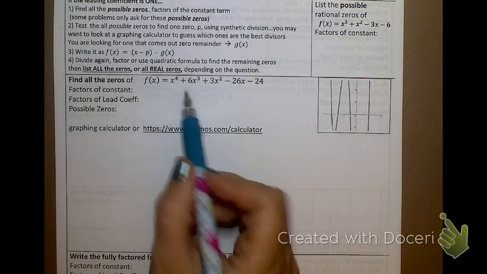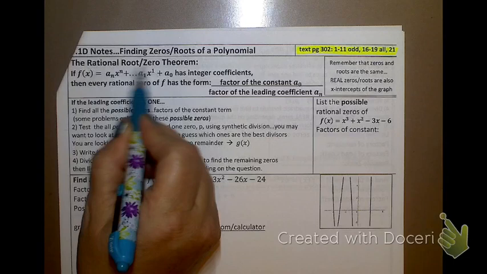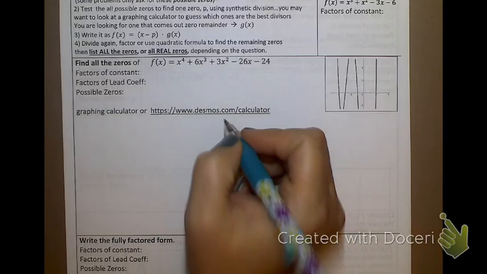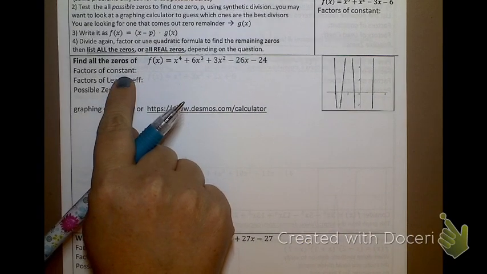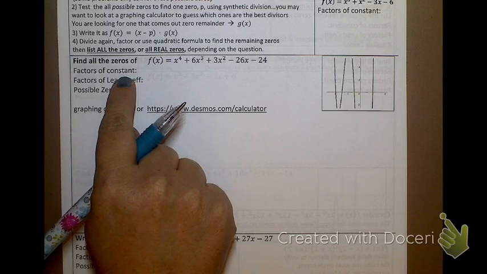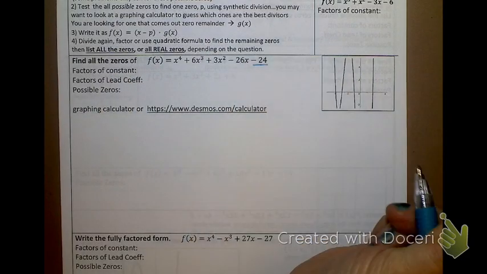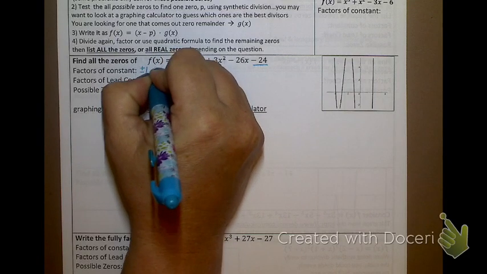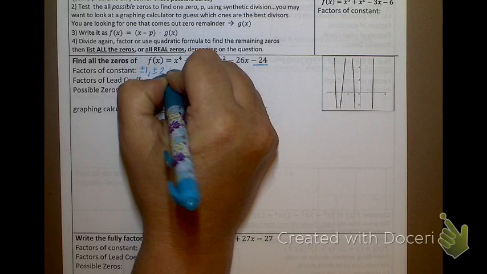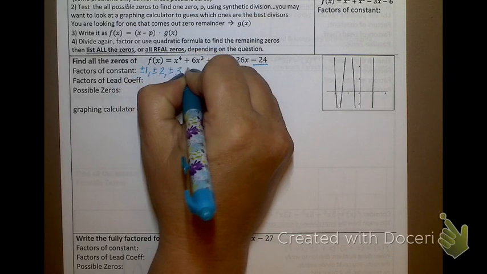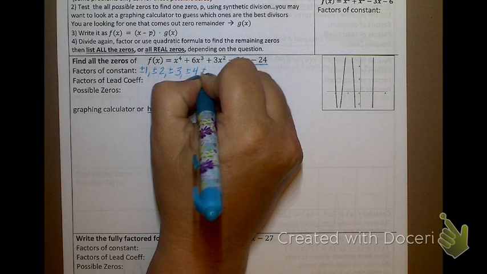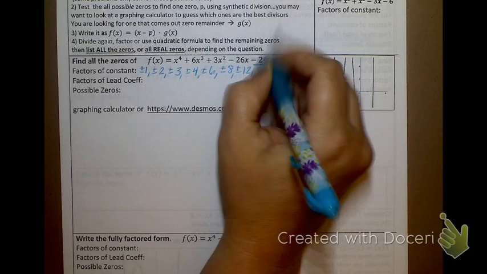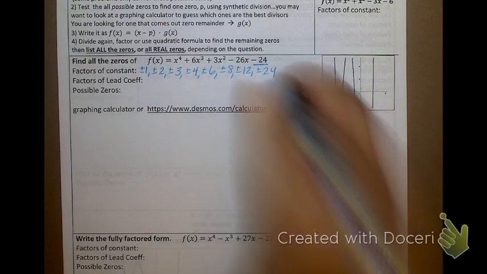That's where this whole thing called the rational root theorem comes in. Okay? So here comes the rational root theorem. We start off by identifying the factors of the constant. What's the constant in this polynomial? Negative 24. So what are the factors of negative 24? Plus or minus 1, 2, 3, 4, 6, 8, 12, and 24, right?